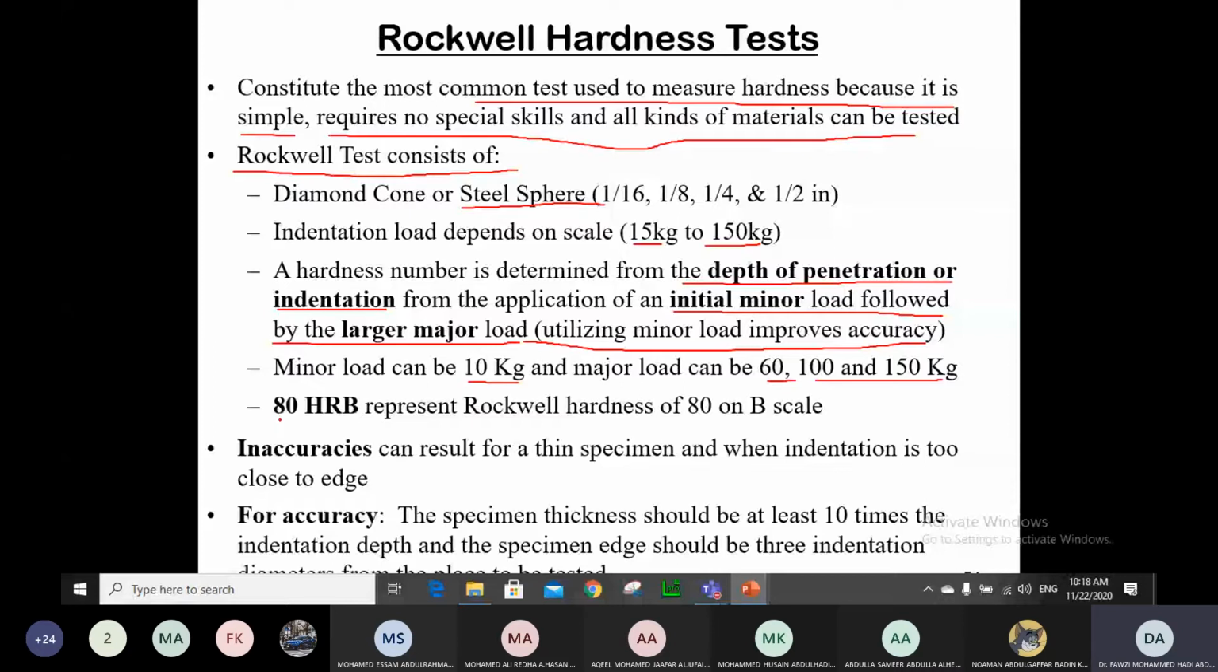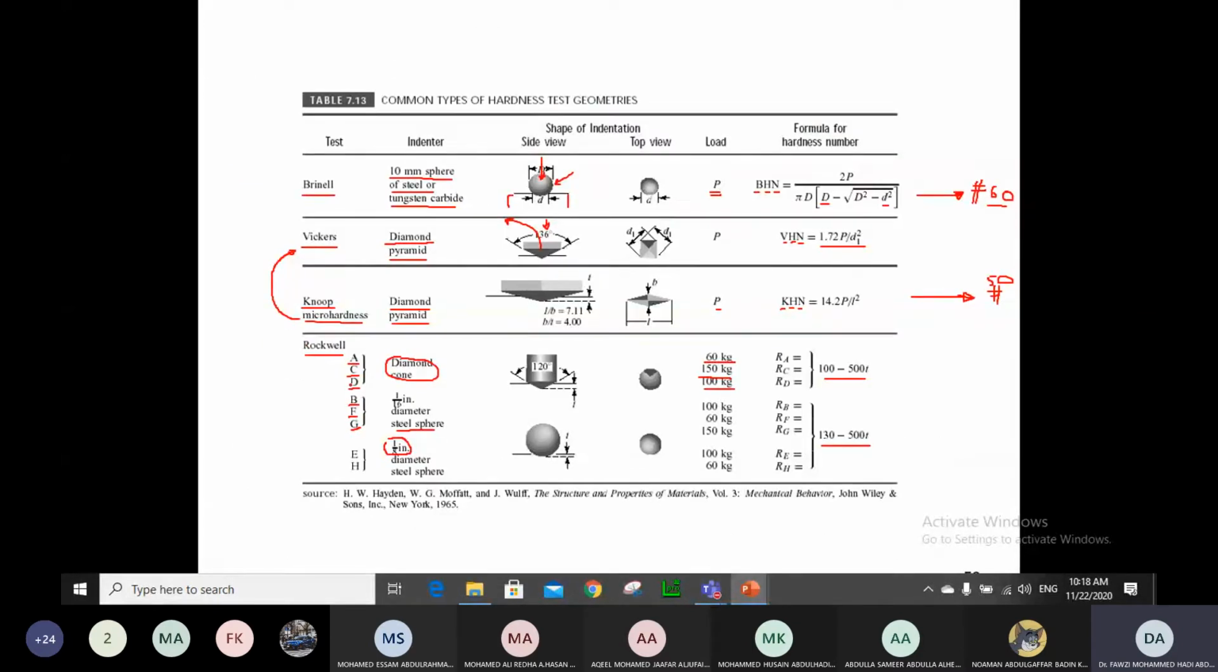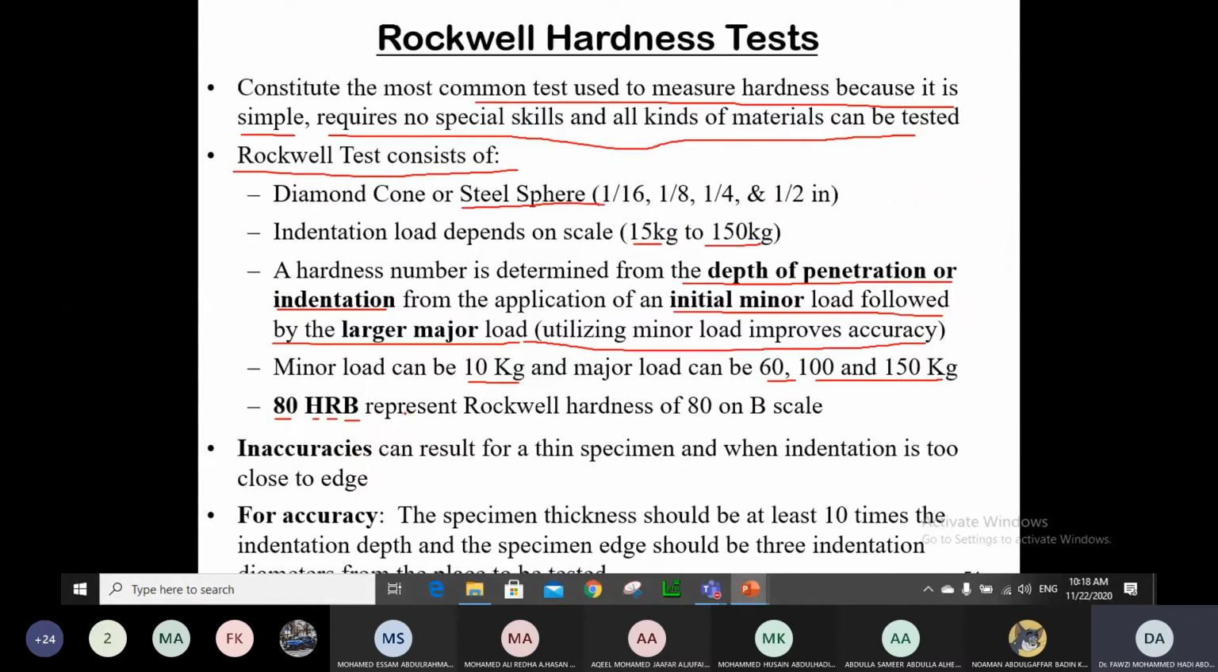The way we represent the hardness number, we could say it's 80 Rockwell hardness based on scale B. For example, you see A, C, D, and this is scale B, which is where we are looking now. The B here stands for the scale. So it represents a Rockwell hardness of 80 on scale B.